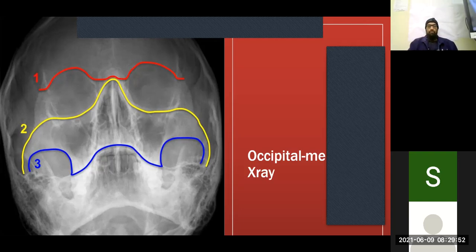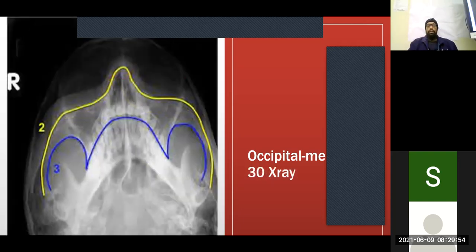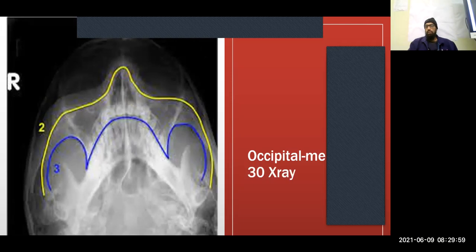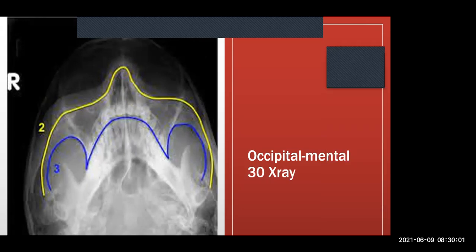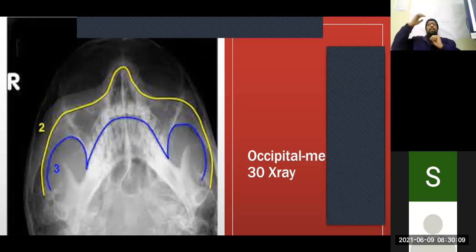So in order to get through that, we have something called an occipitomental 30. What does that mean? That doesn't mean that you have 30 X-rays. It just means that they tilt the patient's head 30 degrees. The reason for that is now they're shooting through a bit more from the bottom. So can you see, when you look at it from this side, you get a very good view of what's happening here. You don't get such a good view of what's happening on top.